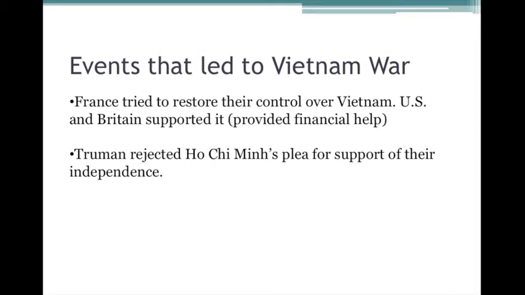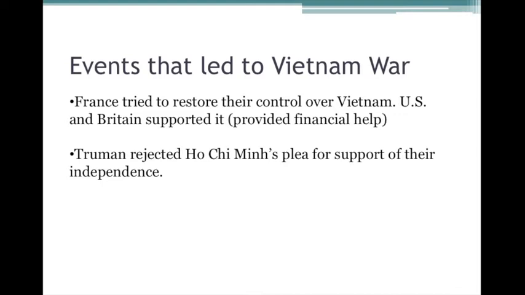France tried to restore their control over Vietnam. France had a history with Vietnam dating back to the late 1800s when the French colonialists controlled Vietnam. They were known to be a very oppressive regime towards the Vietnamese people. At the end of World War II, France will also try to control Vietnam. And the U.S. supported France's efforts to restore their control over Vietnam.